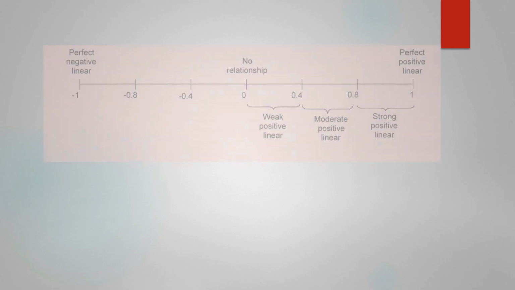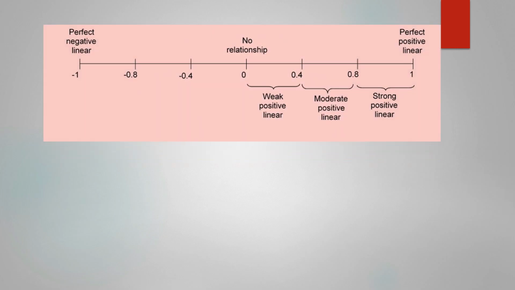For a better understanding of how to define the value of R, let me show you a picture of a number line. Here, if the value of R is 0, it shows that there is no relationship between X and Y. From 0 to the right-hand side, it is defined as the positive side. Whereas from 0 to the left-hand side, it is defined as negative linear.